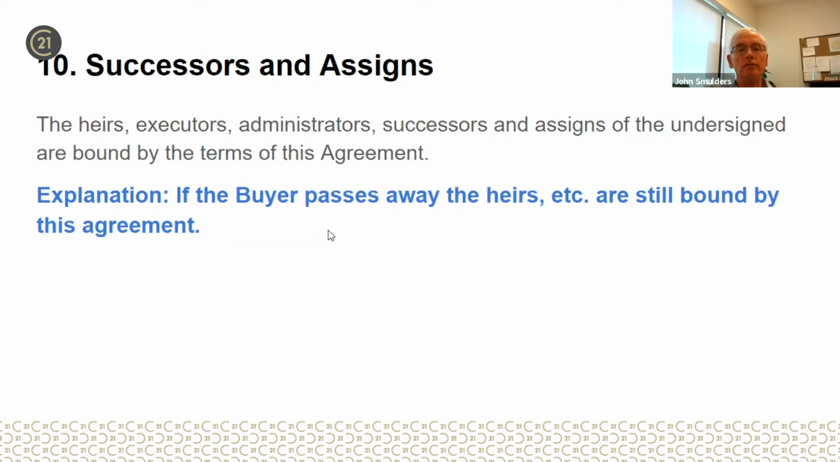Successors and assigns. If the buyer passes away, the heirs, etc., are still bound by this agreement. So this can be pretty nasty. I mean, let's face it. I've had to cross this line out when I've done some sales that the buyer has said, no, my heirs are not going to be tied to this agreement if they want to buy a house with somebody else if I pass away. And I kind of can't blame them, really. It's kind of weird, but that's what it says.